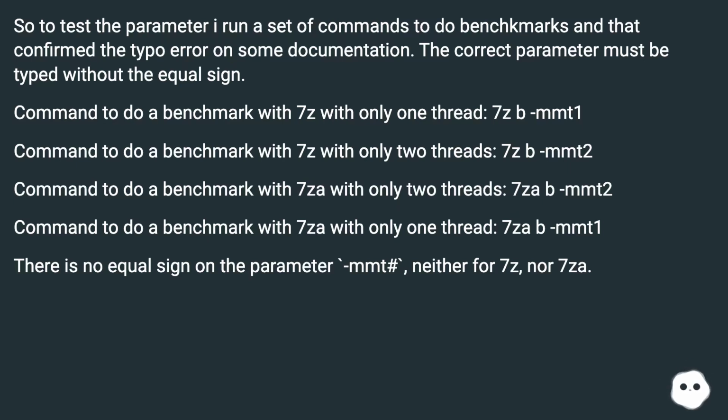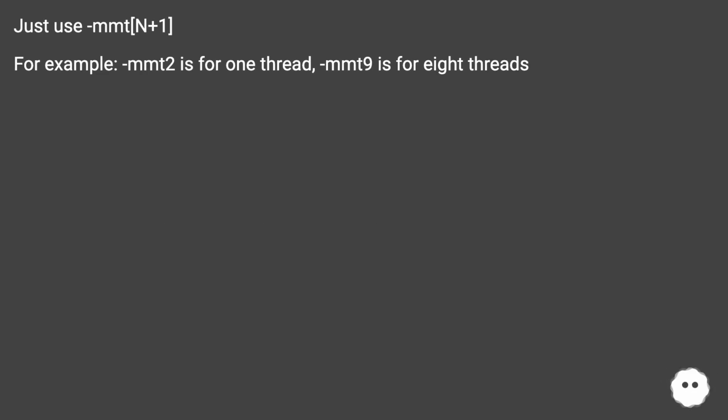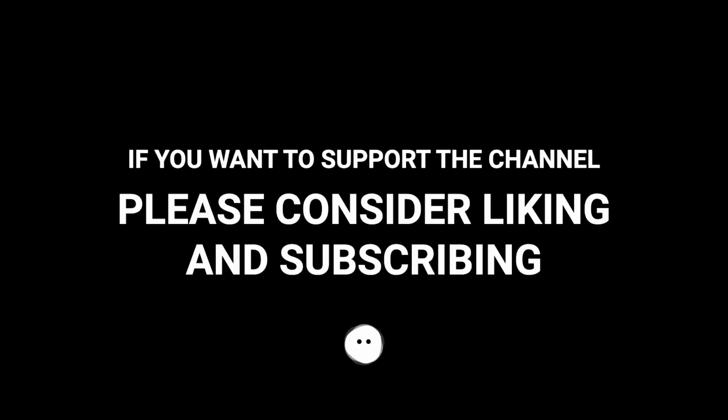Command to do a benchmark with 7z with only one thread: 7z b -mmt1. Command to do a benchmark with 7z with only two threads: 7z b -mmt2. Command to do a benchmark with 7za with only two threads: 7za b -mmt2. Command to do a benchmark with 7za with only one thread: 7za b -mmt1. There is no equal sign on the parameter -mmt#, neither for 7z nor 7za. Just use -mmt N+1. For example, -mmt2 is for one thread, -mmt9 is for 8 threads. Check.